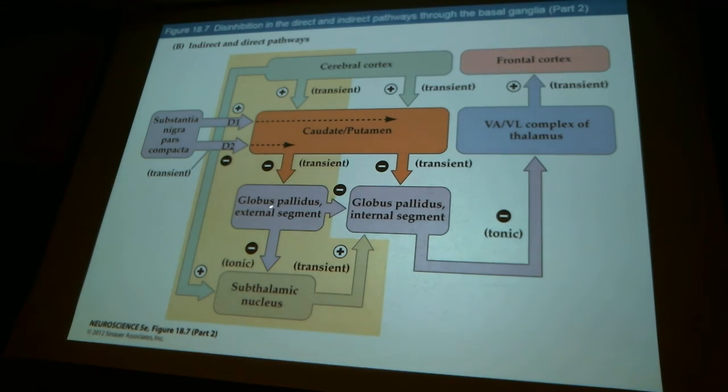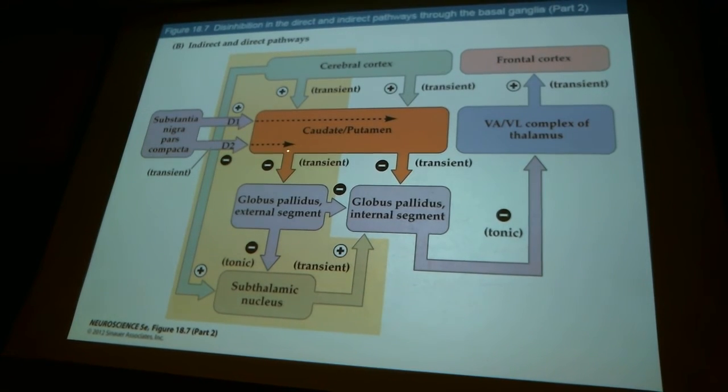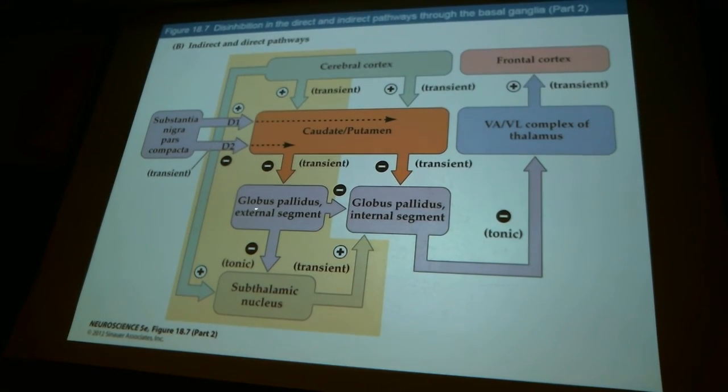The external segment has an inhibitory connection to the internal segment. So here we have another sign reversal. The inhibitory signal from the caudate putamen is flipped in sign if you go through one more layer.